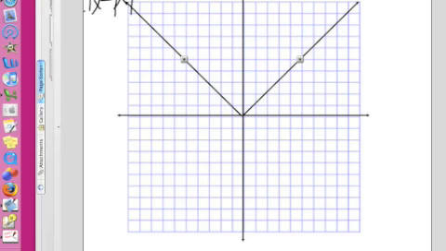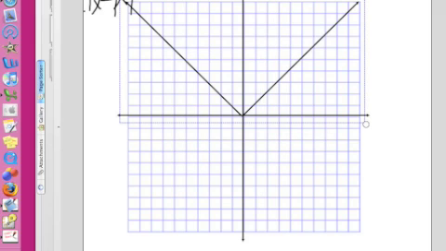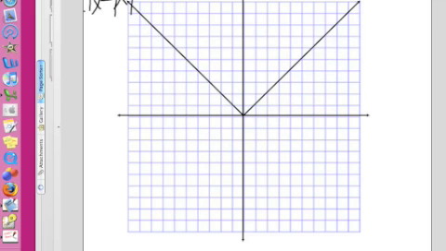So first off, let me group these little things together so I can move them as one. Okay? So now when I want to move it, I can move the whole thing.